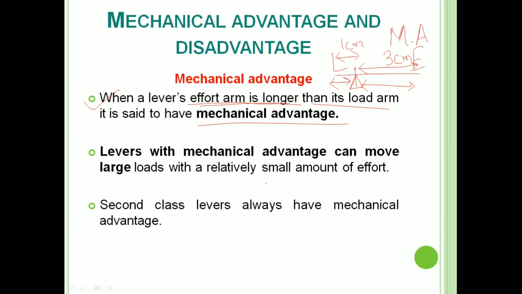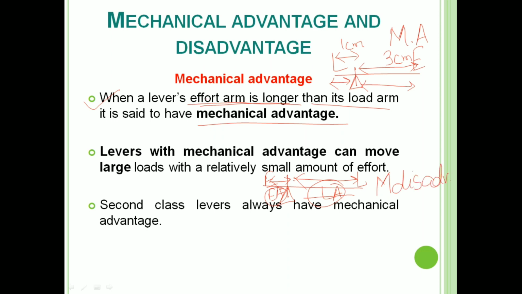Now in another scenario, if this is a rigid bar, fulcrum, this is your effort and this is your load. Now the distance from the fulcrum to the load is what? Load arm. And the distance from the effort to the fulcrum is our effort arm. Now which is longer? The load arm is longer. So whenever the load arm is longer than the effort arm, it will be termed as mechanical disadvantage.